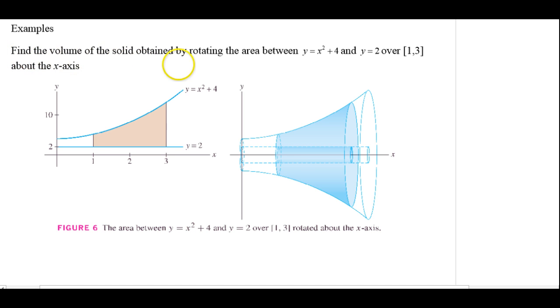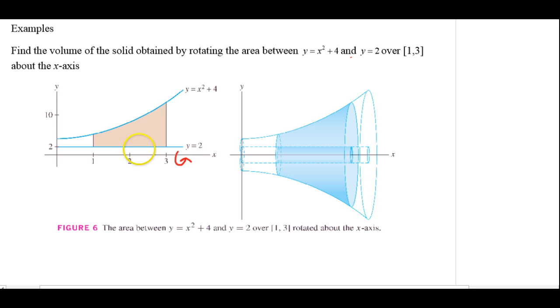Find the volume of the solid obtained by rotating the area between y equals x squared plus 4 and y equals 2 over the interval from 1 to 3 about the x-axis. Here the graphs have been drawn for us. We have x squared plus 4 and y equals 2, so the blue lines are the graphs. And we want to rotate the area over the interval from 1 to 3 about the x-axis.